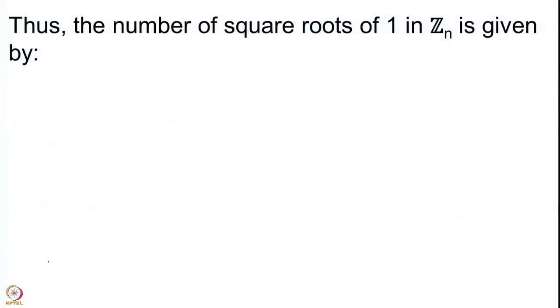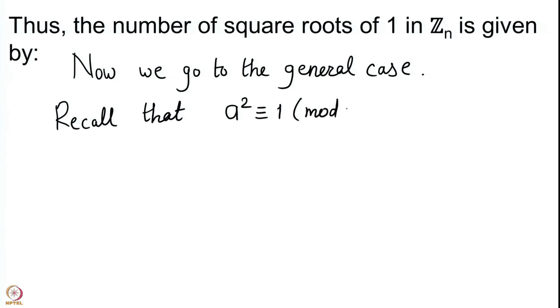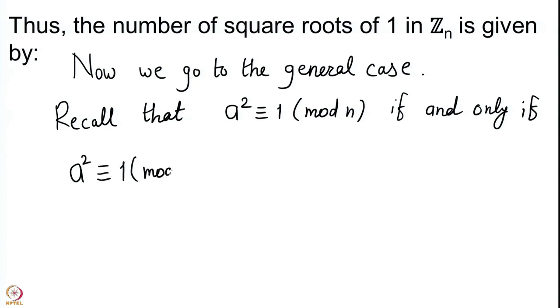Now, we want to go back to our general situation and compute the number of solutions to x square congruent to 1 modulo n. So, that is the case that we want to now do. So, now we go to the general case. So, recall that A square is congruent to 1 mod n if and only if A square is congruent to 1 mod p_i power n_i, where we have this prime factorization.